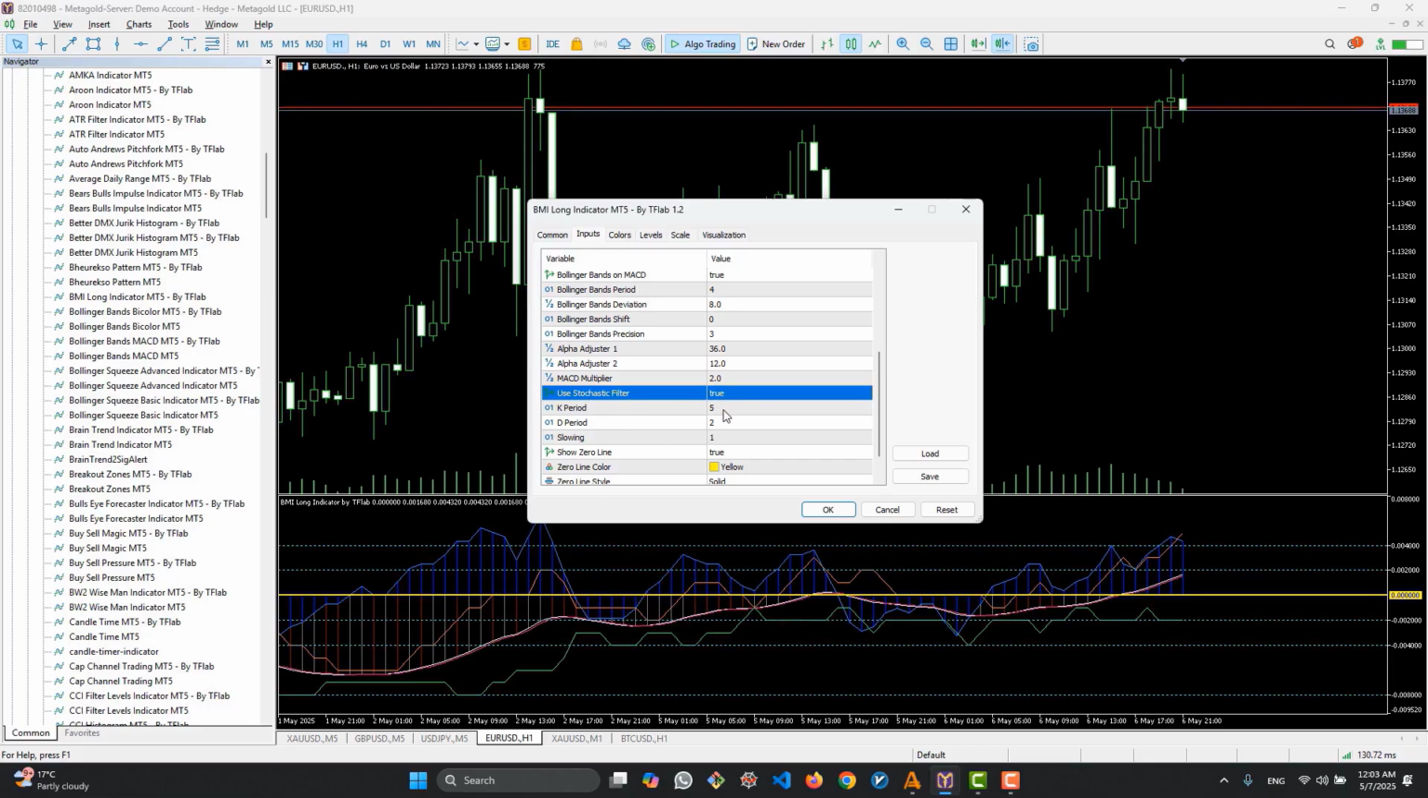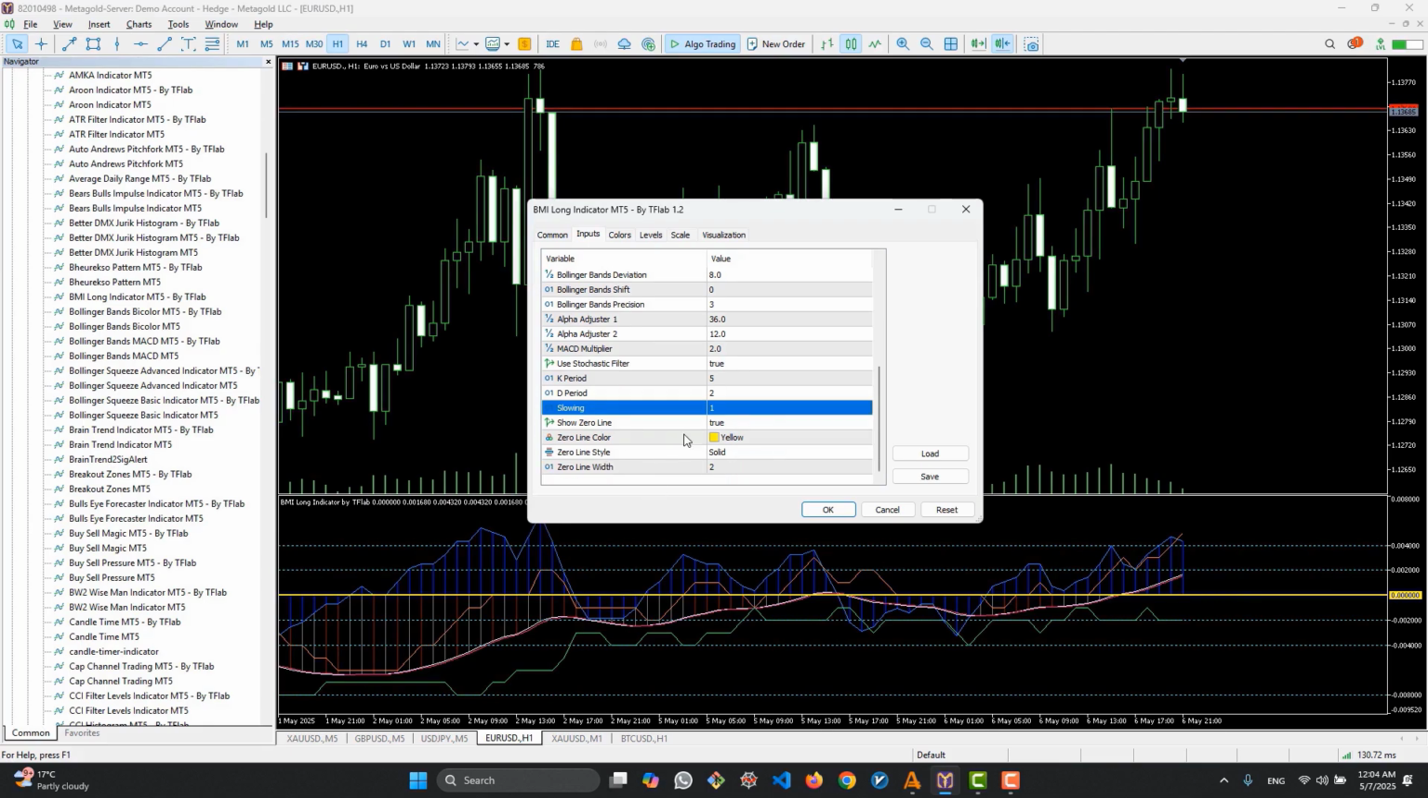If we set this option to true, we can specify the K period, D period, and the stochastic smoothing here. And as you can see here, when we have white histograms, it indicates that the stochastic is in a bullish state, and the red histograms indicate that the stochastic is in its bearish state.